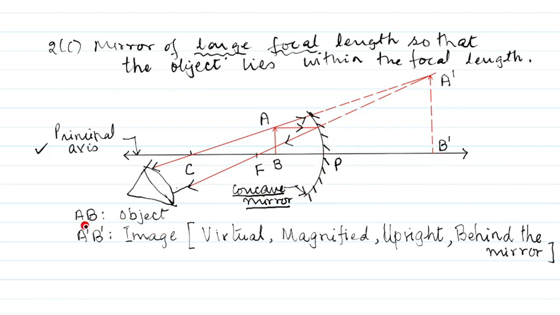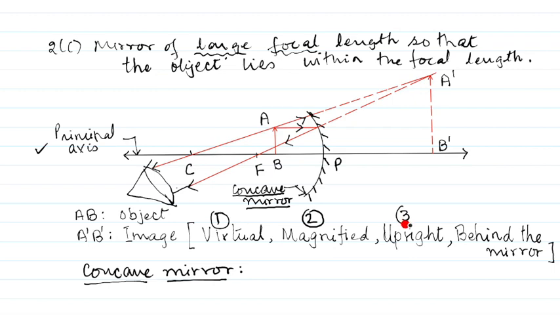So these are our labels. We have to state that AB is the object, A dash B dash is the image, and we will say that it is the concave mirror. And also the characteristics of the image, you can write them one below the other. The first one is that it is virtual, it is magnified, it is upright, and it is behind the mirror. So 4 characteristics, you will write 1, 2, 3, 4 like that, one below the other.